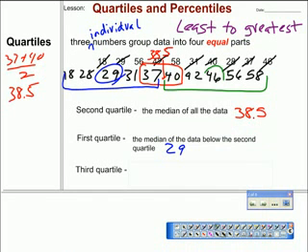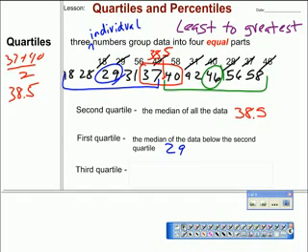46. Good. There are 5 numbers here: 40, 42, 46, 56, 58. 46 is the one in the middle. That's the third quartile, yes.